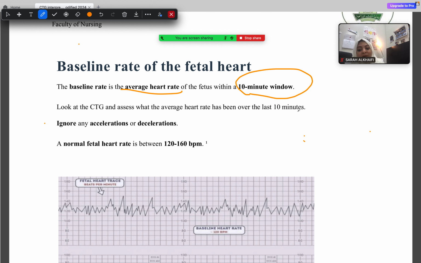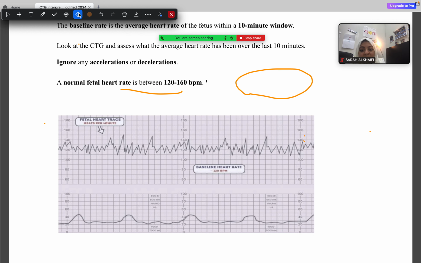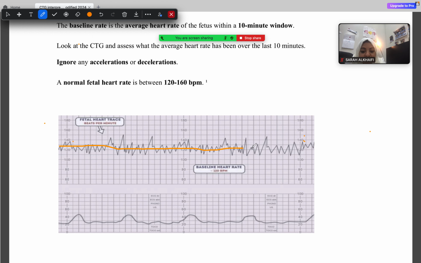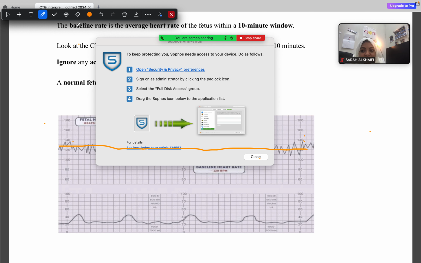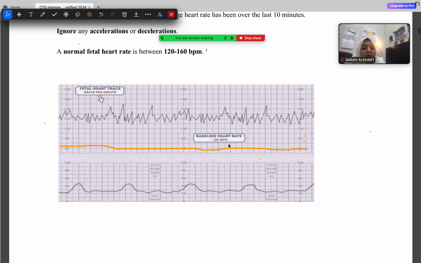So how does that work? I always tell my students, if you want to know the baseline of your baby, just draw an imaginary line. This imaginary line has to go through most of the readings of the fetal heart rate, and most of the baby's beats here are around 120, which is normal, because the normal fetal heart rate ranges from 120 to 160 beats per minute. So we can say the baseline is 120 here, and we are happy about it.